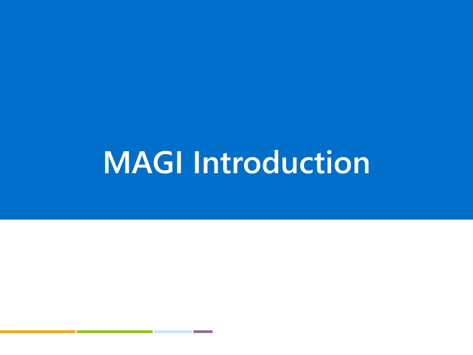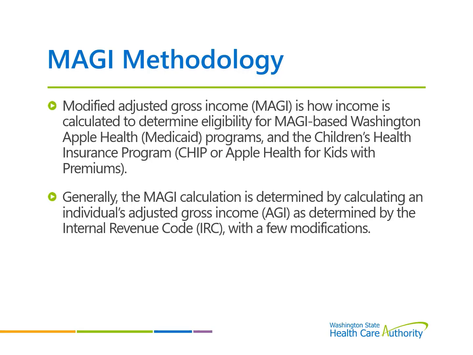We will start with an introduction of what is Modified Adjusted Gross Income, or MAGI. MAGI Methodology. Modified Adjusted Gross Income is how income is calculated to determine eligibility for MAGI-based Washington Health Medicaid programs and the Children's Health Insurance Program, CHIP, or Apple Health for Kids with premiums. Generally, the MAGI calculation is determined by calculating an individual's adjusted gross income, AGI, as determined by the Internal Revenue Code, IRC, with a few modifications.